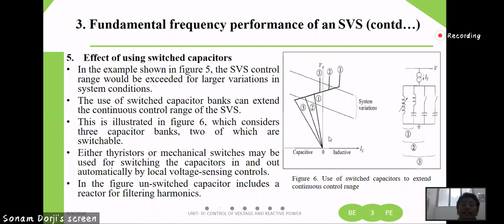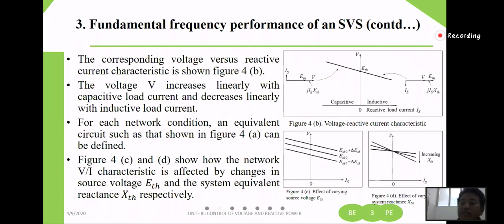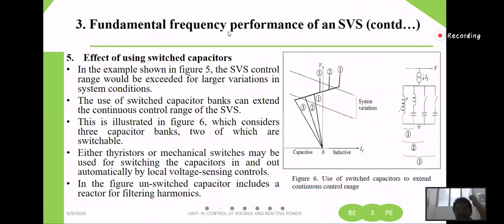This is the explanation. Earlier we were just employing the SVS system and trying to find out. But now we'll see that in this SVS system, the capacitor can be switched on or off depending on our requirement by using a relay current sensing element. So you can switch on as well as switch off based on our requirement. Earlier I explained that we employ the SVS, but here we are employing the SVS with the facility to either switch on or switch off. In the example shown in the earlier figure 5, the SVS control range will be exceeded for large variation in system condition.